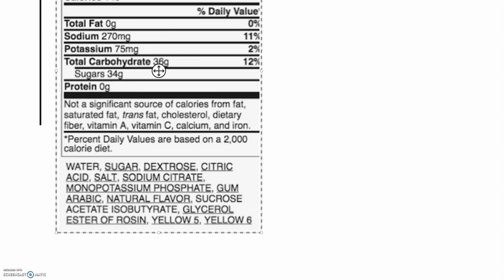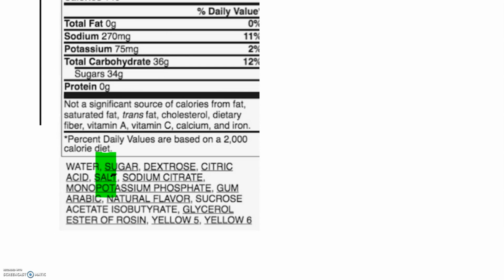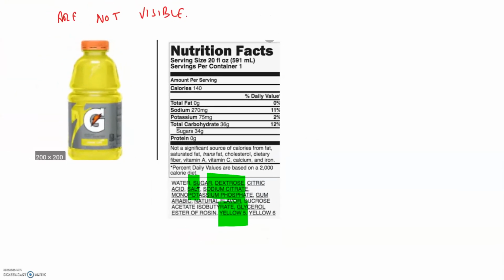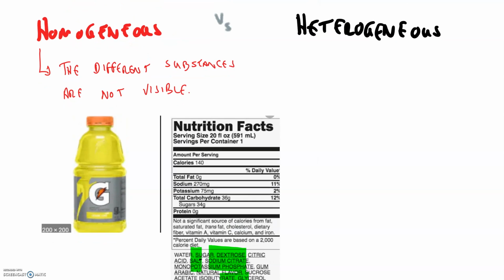Then we got sugar, dextrose, citric acid, salt. There's our buddy salt, this guy right here. Then something called sodium citrate, monopotassium phosphate, gum arabic. Boy, those all sound really tasty. And then, of course, this is what gives it its distinctive color. Well, if you're looking at Gatorade, you don't see any of that. So those differences are not visible.